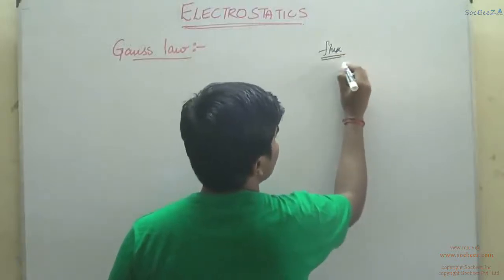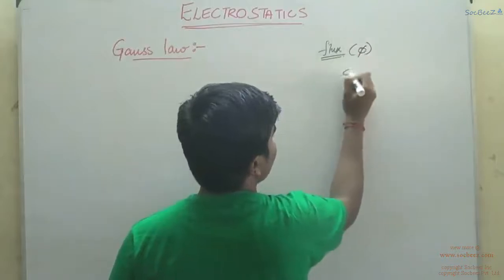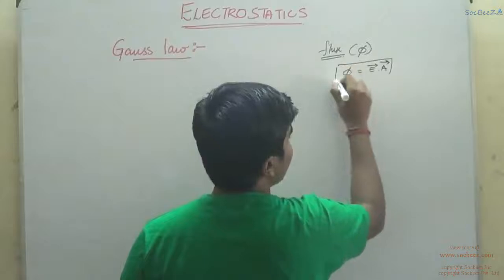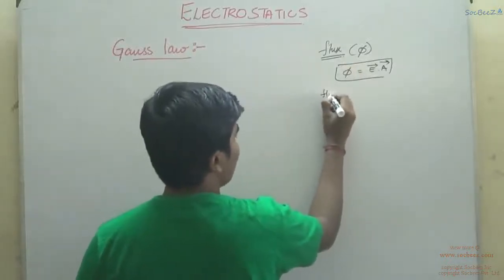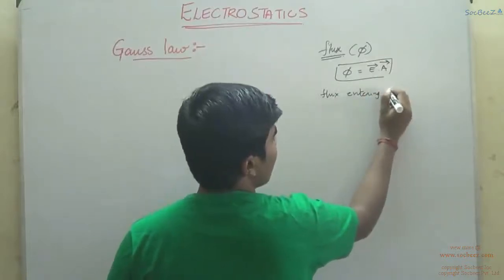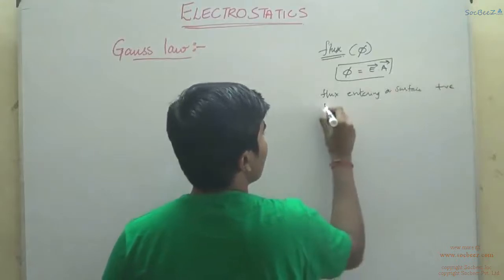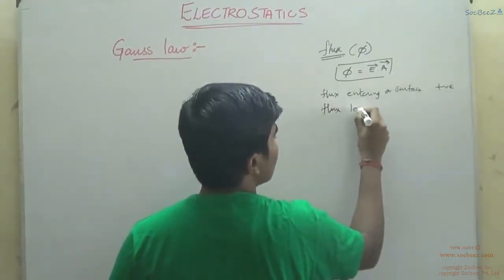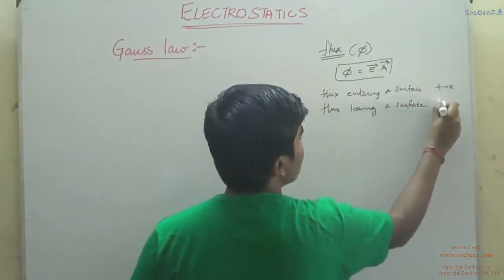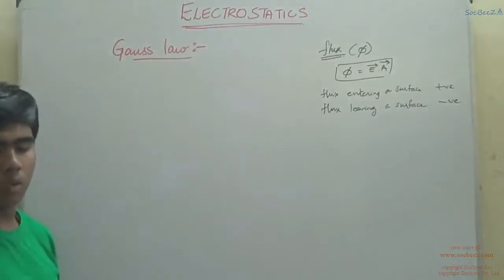And we said that the flux is a scalar quantity phi, which is calculated by E dot A, right? And we also told that the flux entering a surface is positive, flux leaving a surface is negative, right? So now what does this have to do with the Gauss law?